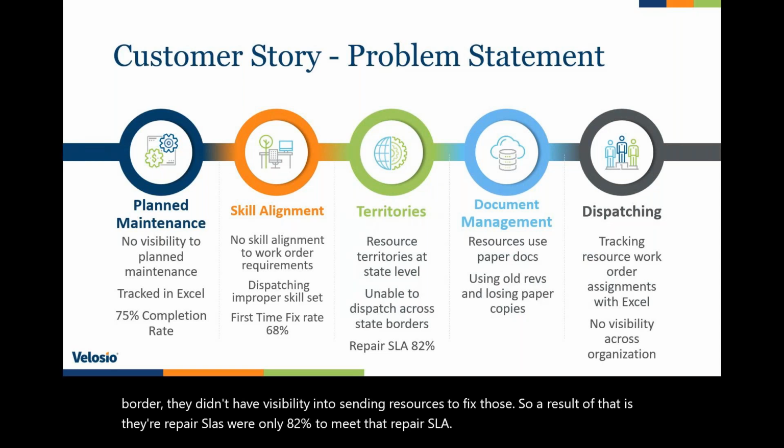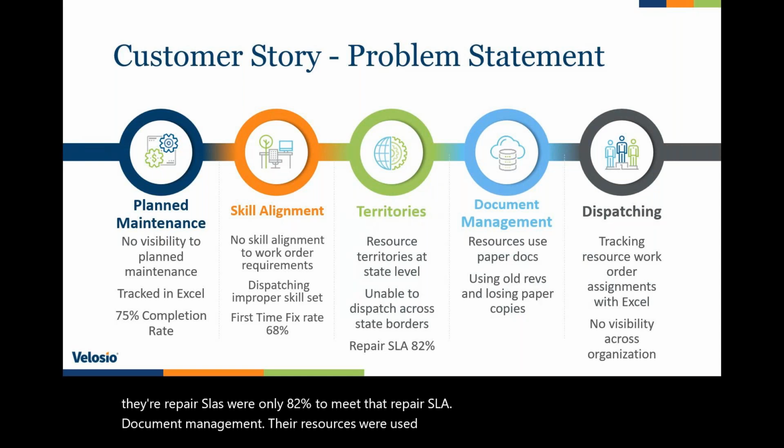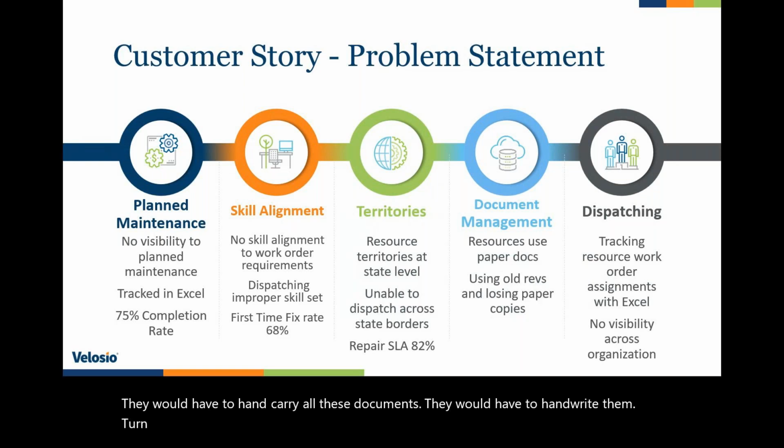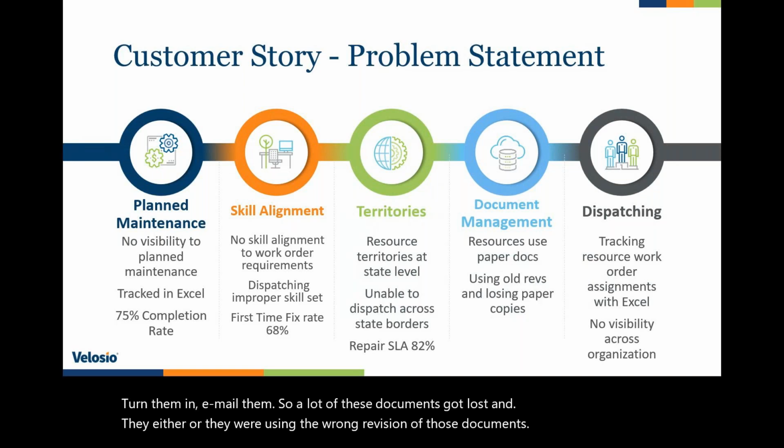Document management. The resources were using paper documents. So they would have to hand carry all these documents. They would have to hand write them, turn them in, email them. So a lot of these documents got lost, or they were using the wrong revision of those documents. Dispatching.